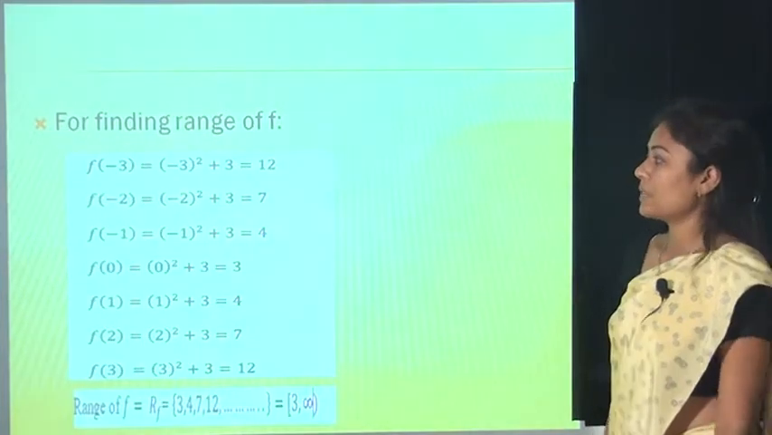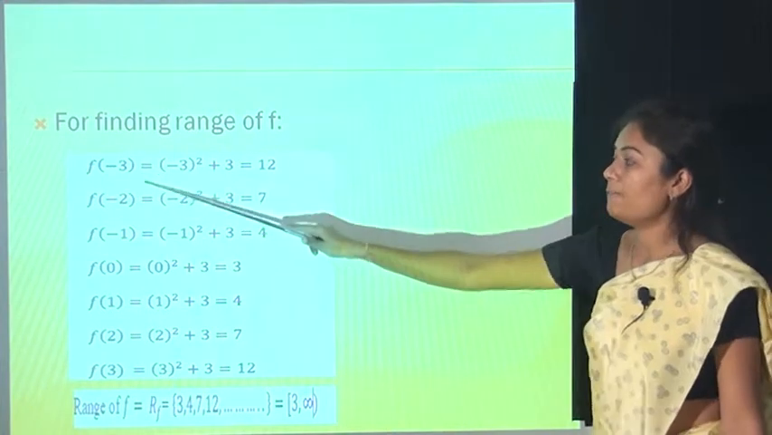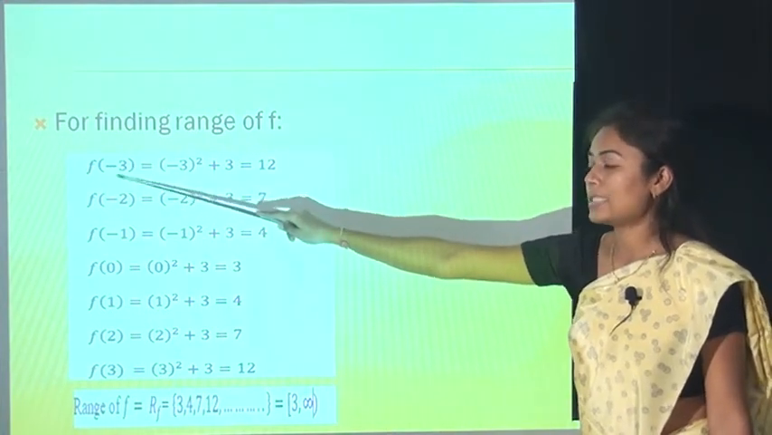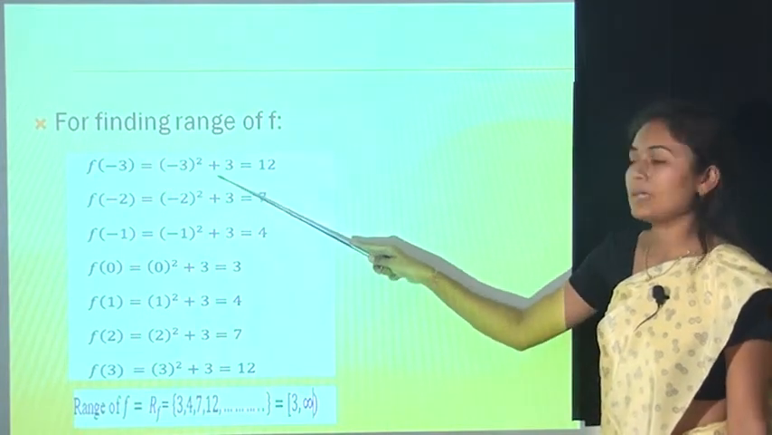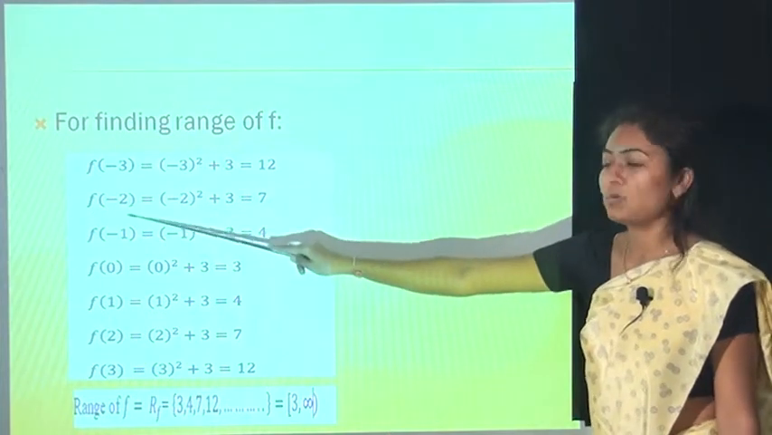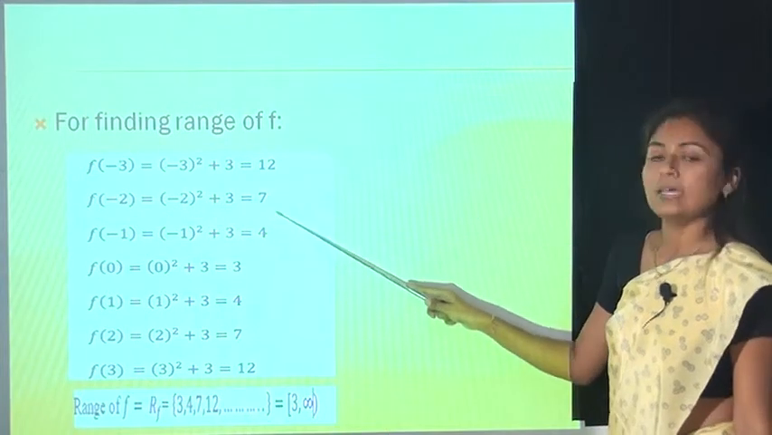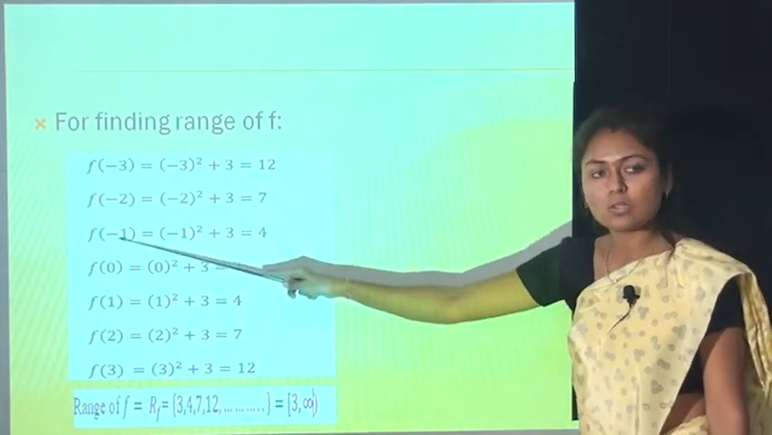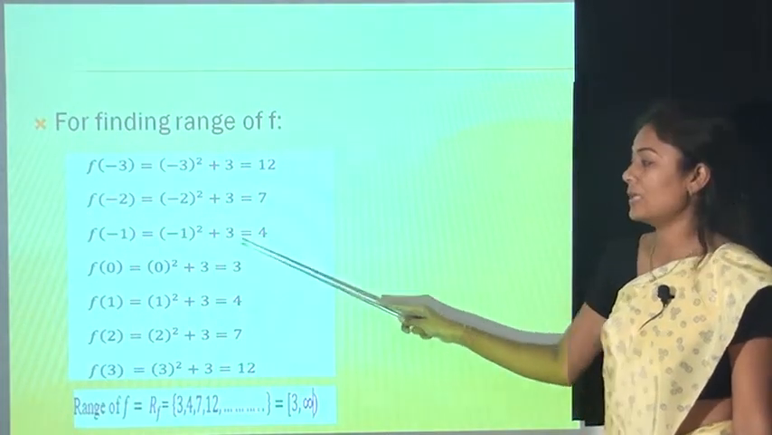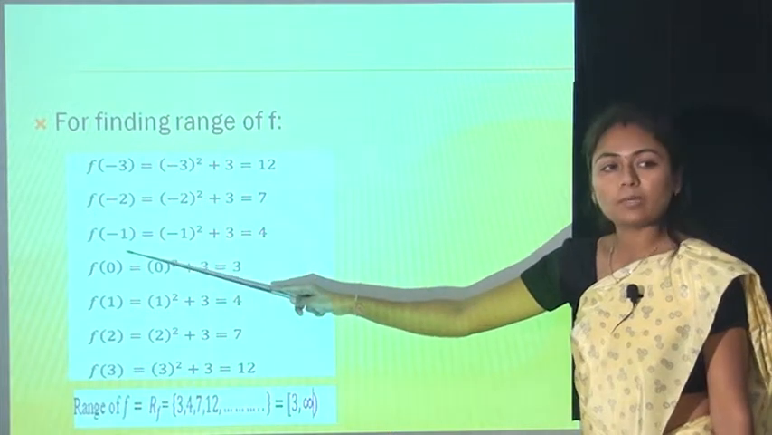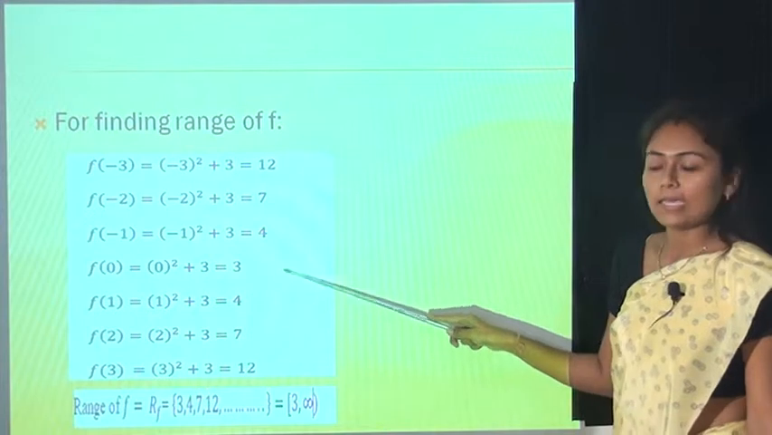To find the range, we have to input values into our function x square plus 3. If we put x equal to -3, then f of -3 equals -3 square plus 3, which equals 12. If we input -2, then f of -2 equals -2 square plus 3, which equals 7. If we put x equal to -1, then f of -1 equals -1 square plus 3, which equals 4. If we input x equal to 0, then f of 0 equals 0 square plus 3, which equals 3.